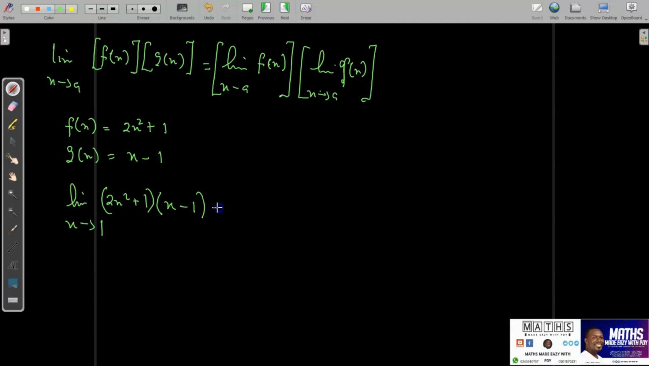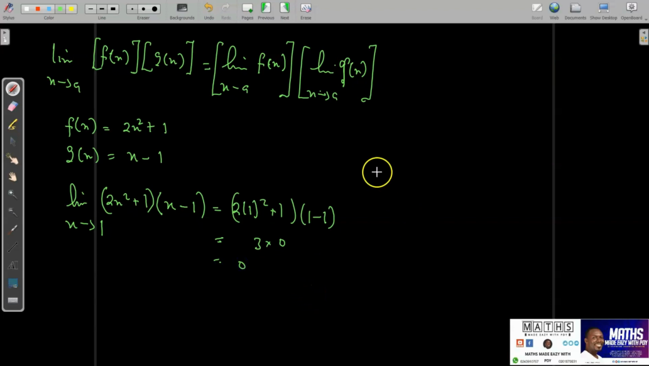Ideally, this can be written as direct substitution, right? I hope you can substitute directly. So we can have it as 2 multiplying 1 all squared plus 1, then times x, sorry, 1 minus 1. Thank you. Times 1 minus 1. So finally, we are going to get 3 here times 0. And that gives us 0. Do you agree?